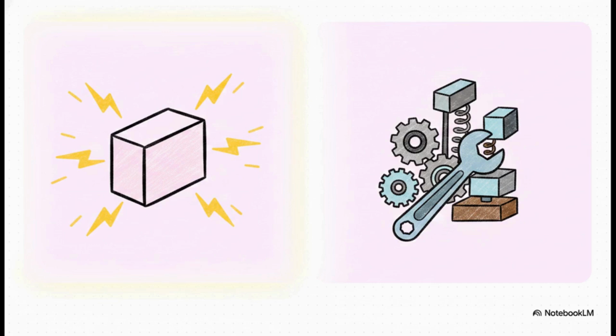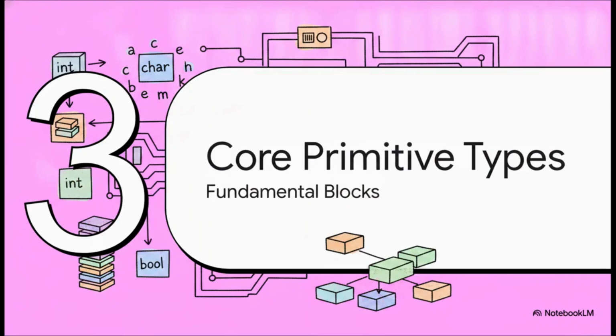On the flip side, we have non-primitive types. These are user-defined and actually created by the programmer. We'll explore those advanced types much later in your coding journey. But for today, our absolute focus is on those fast, built-in primitive types. Which brings us to Section 3, the core primitive types.